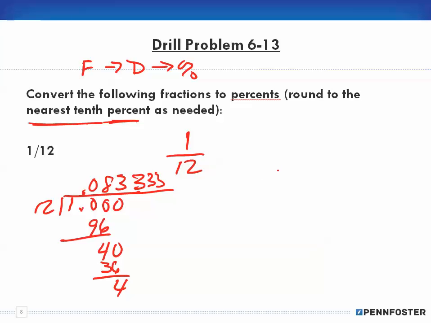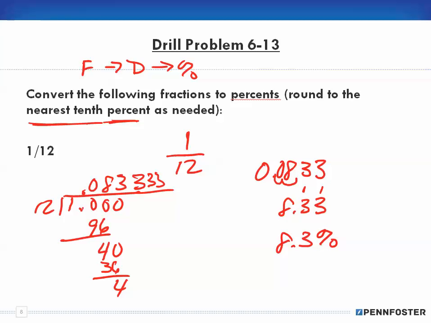So my decimal is 0.08333. Then to convert from my decimal to the percent, I move it 2 places to the right, and I end up with 8.33. And since I'm rounding to the nearest tenth, here's my hundredth place. 3 is less than 5, so I round down, so I end up with 8.3%.